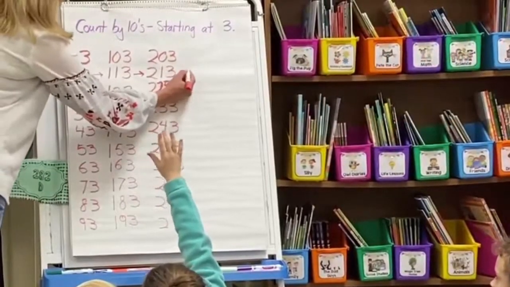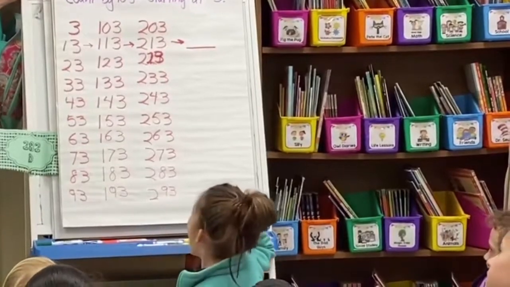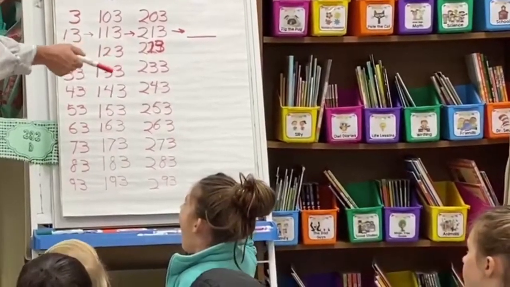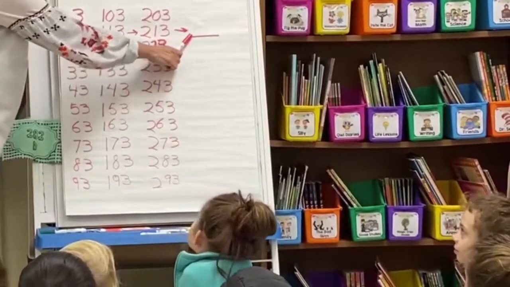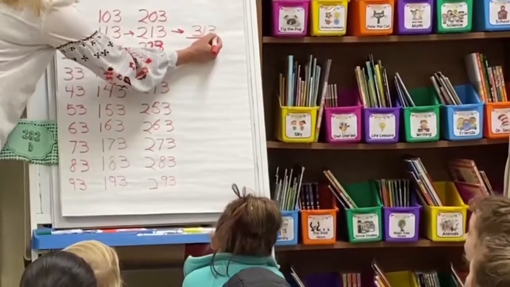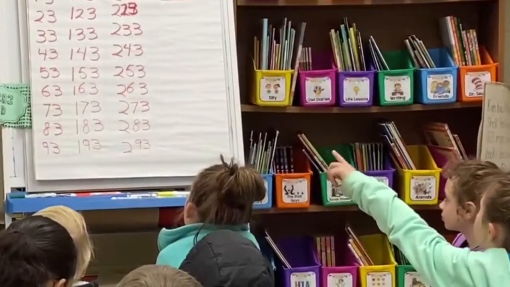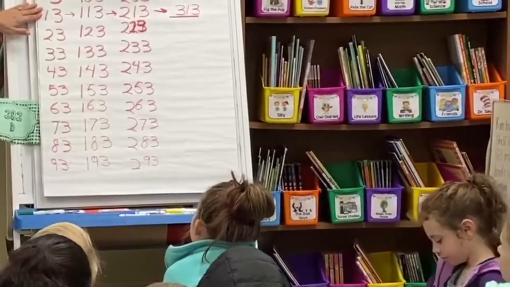So what would happen here? What number do you think that would be? 1,000. You think it's 1,000? What do you think? 300? 303. 303? Yeah. Or 313. 313. And how do I know that? What do you think? Because you follow 13 and 113 and 213 and then you put 300.